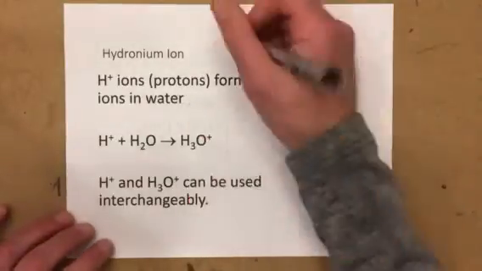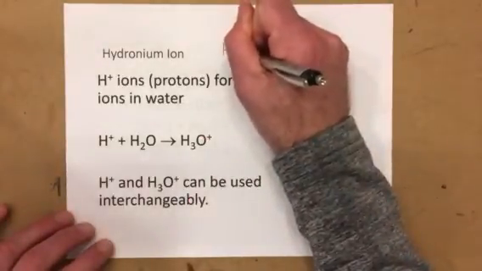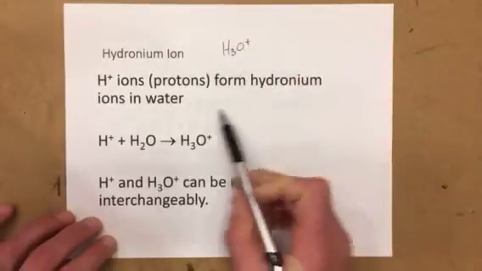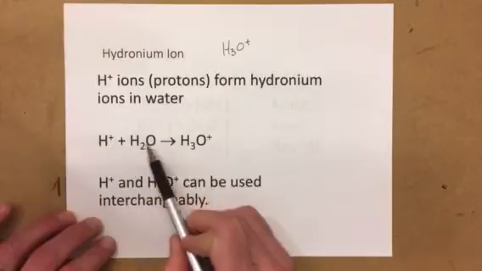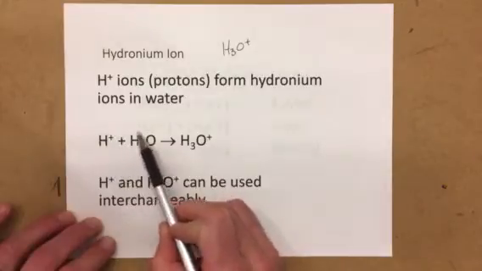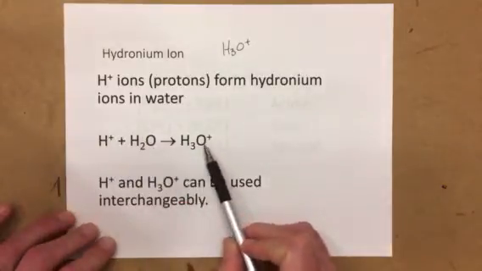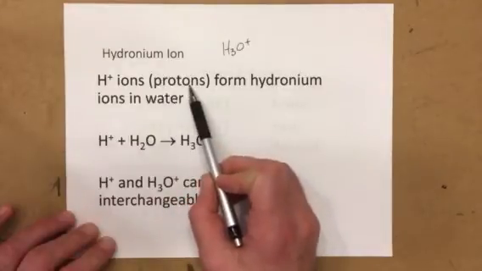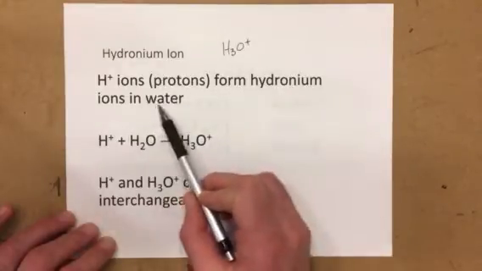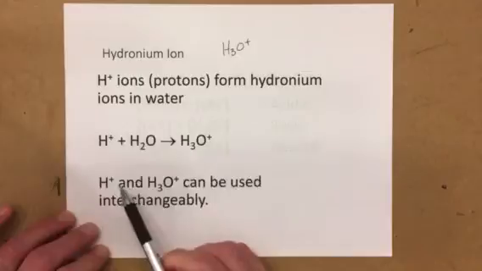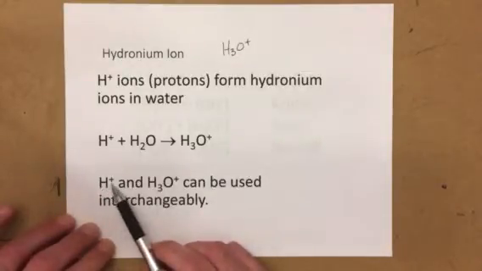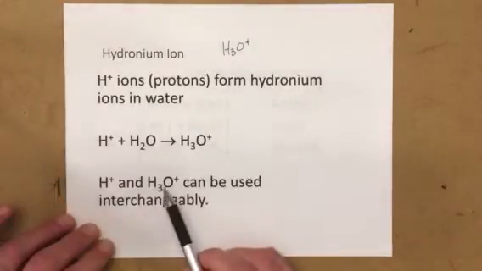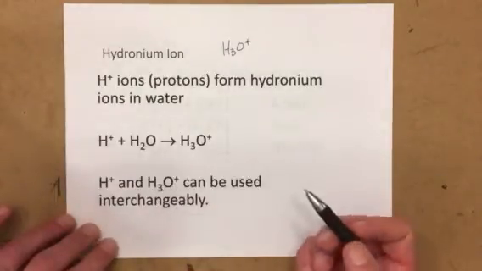The hydronium ion, H3O plus. When hydrogen ions are in water, the hydrogen ion will attach to the water and make hydronium. So hydrogen ions, which we call protons, form hydronium in water. And so we use these two terms kind of interchangeably. Any of the equations that you see me using hydrogen ion, I could have just as easily written hydronium ion. They can be written interchangeably.